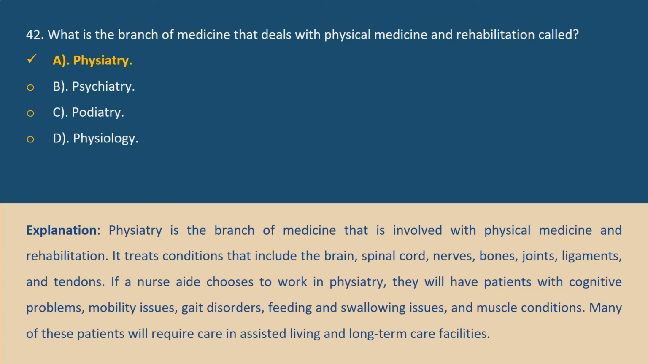Answer A. Explanation. Physiatry is the branch of medicine that is involved with physical medicine and rehabilitation. It treats conditions that include the brain, spinal cord, nerves, bones, joints, ligaments, and tendons. If a nurse chooses to work in physiatry, they will have patients with cognitive problems, mobility issues, gait disorders, feeding and swallowing issues, and muscle conditions. Many of these patients will require care in assisted living and long-term care facilities.